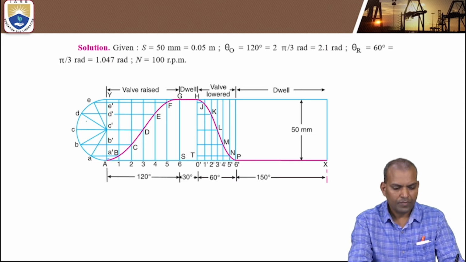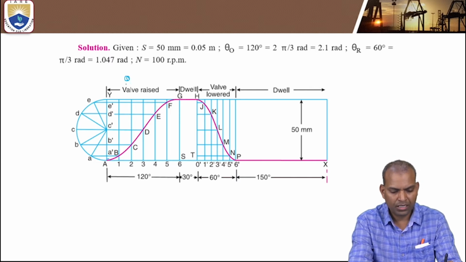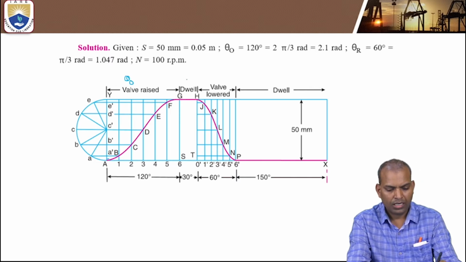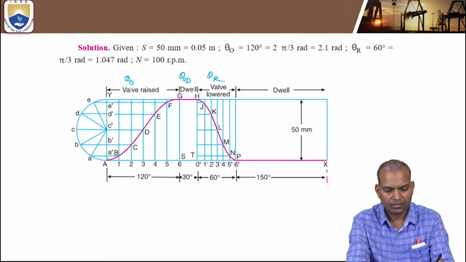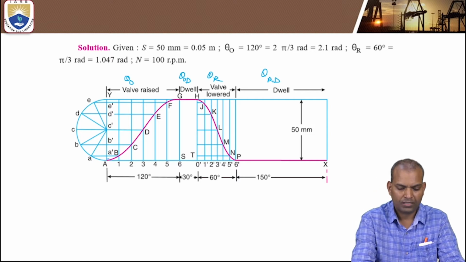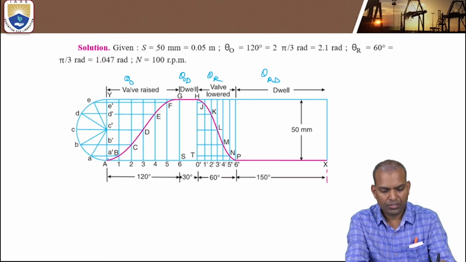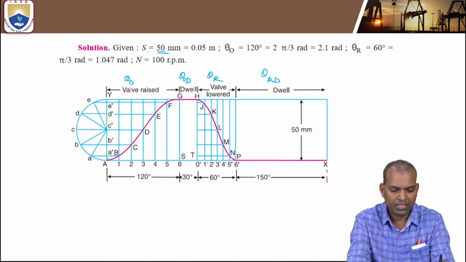Outstroke is converted, valve raised. This is nothing but theta outstroke, with dwell during outstroke, then theta return where the valve is lowered, and dwell during return. That is the total scale. Now one more thing: the lift is 50 millimeter, which we consider as S, that is 0.05 meters.